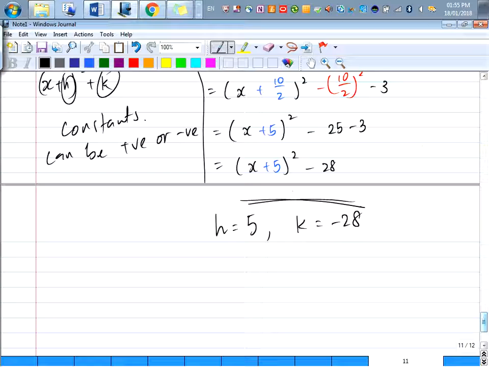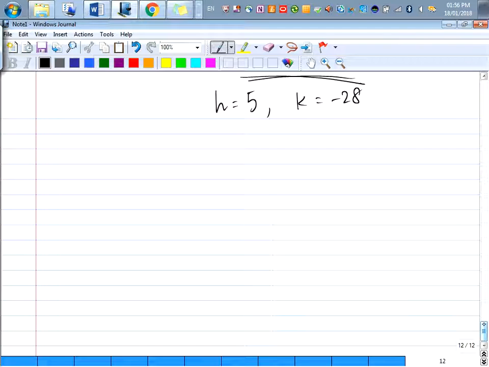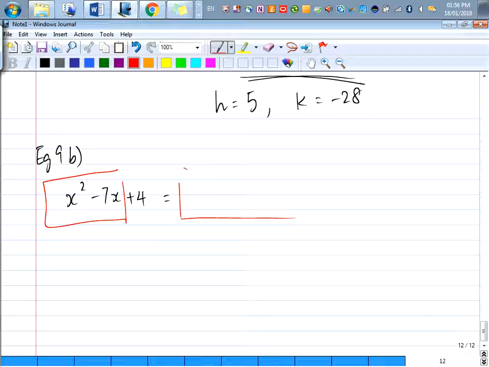Alright, let's try another question, part B, where we have a negative sign. Still on example 9, B, x squared minus 7x plus 4 equals to, so again, we only know how to complete the square for these 2 terms. So leave a blank, plus 4 over here. Now let us complete the square.